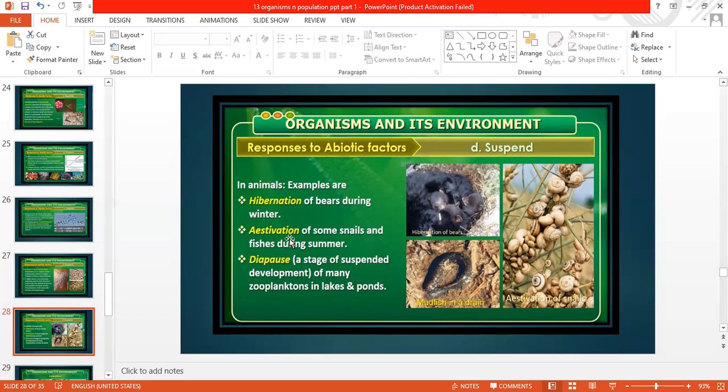Talking about estivation, estivation is summer sleep. For example, snail and fish go into estivation to avoid heat and desiccation.